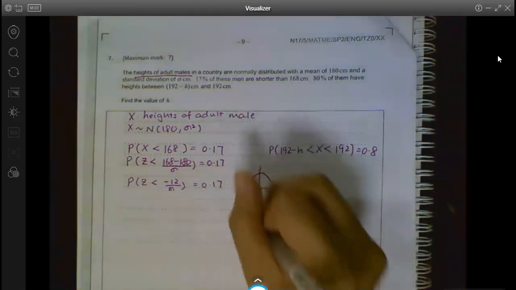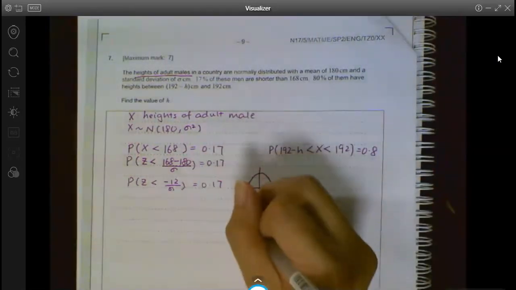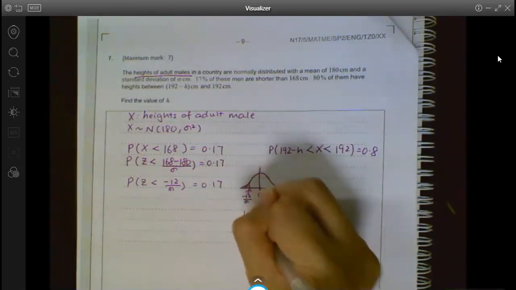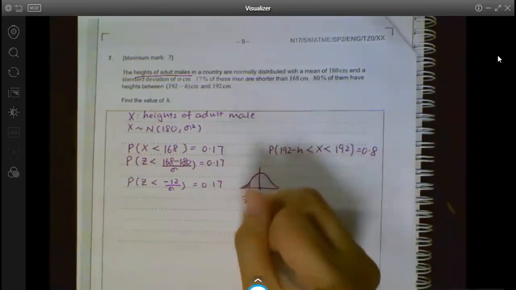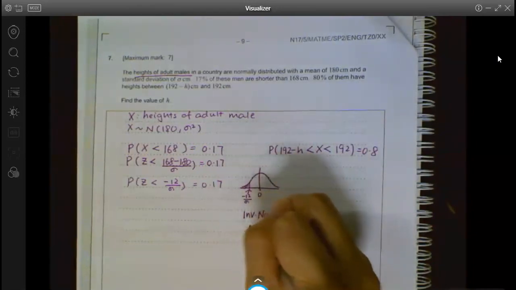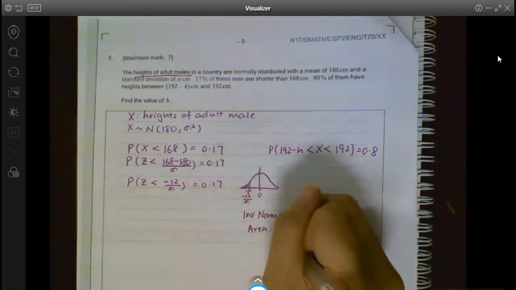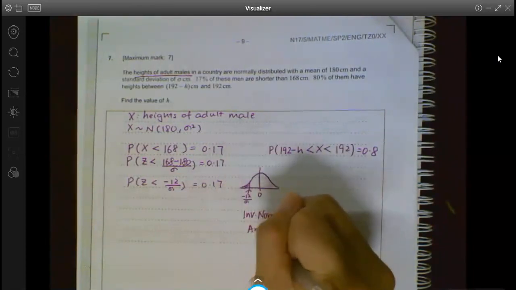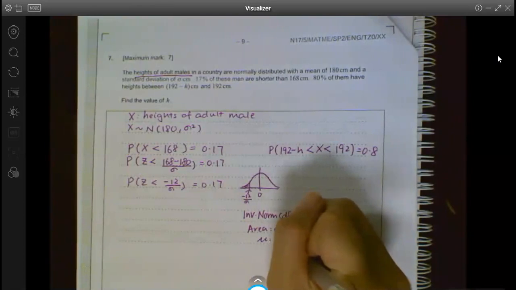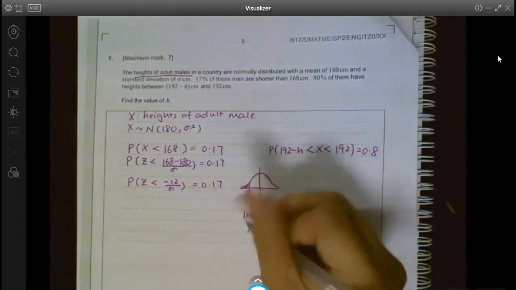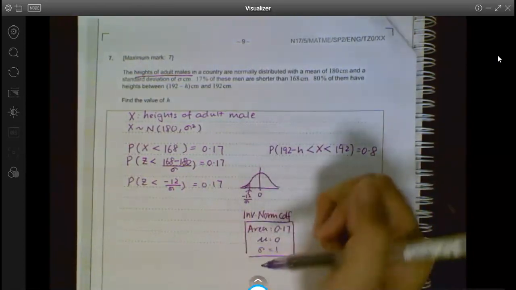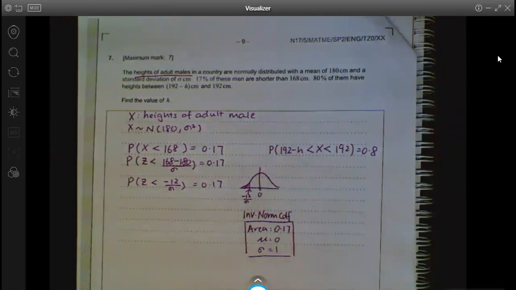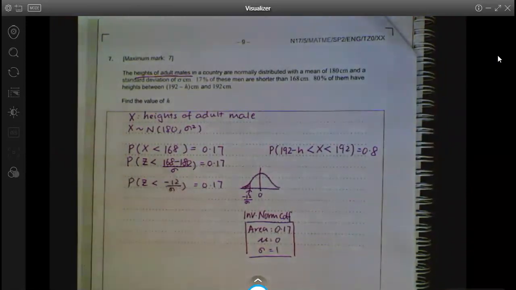Let's also use the inverse function, inverse normal CDF. Let's use area 0.17, mu 0, sigma 1. That is the reason why we need to standardize it, because we will need to enter a value. Let me show you on the calculator itself, and the calculator will give us this number.